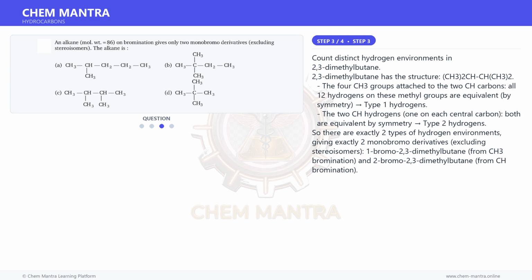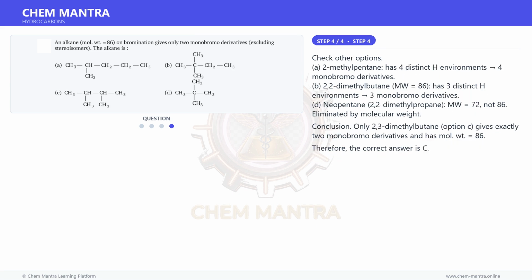So there are exactly 2 types of hydrogen environments, giving exactly 2 monobromo derivatives, excluding stereoisomers: 1-bromo-2,3-dimethylbutane from CH3 bromination and 2-bromo-2,3-dimethylbutane from CH bromination. And for the final step, check other options.